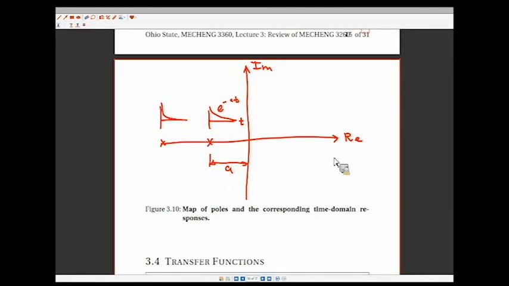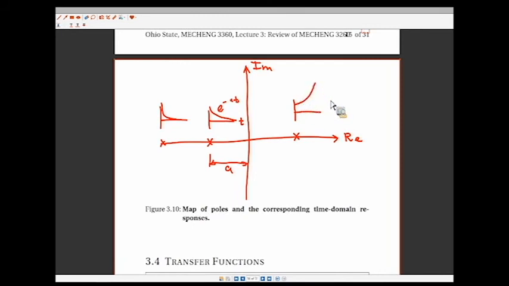What happens in the case if I have a pole in the right half plane? I see people with their pencils going like this, right? It explodes. So these are exploding exponentials. The function looks like this.